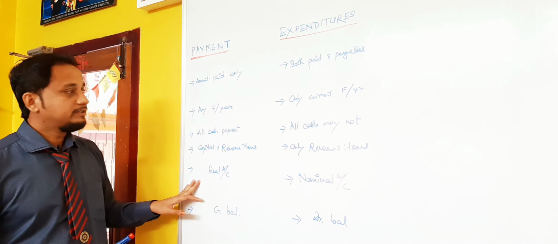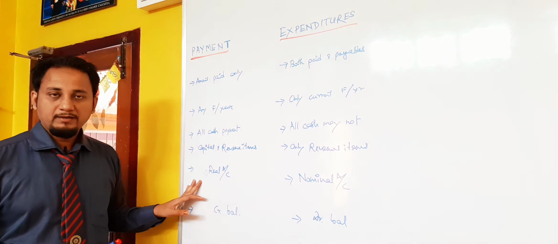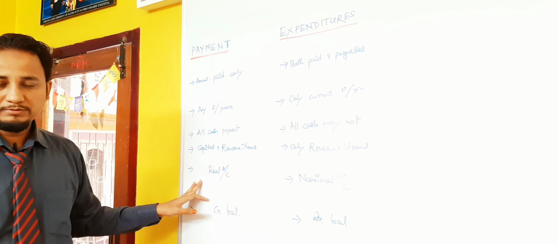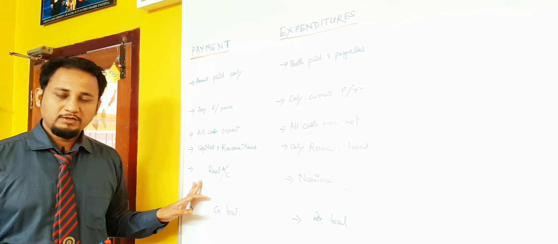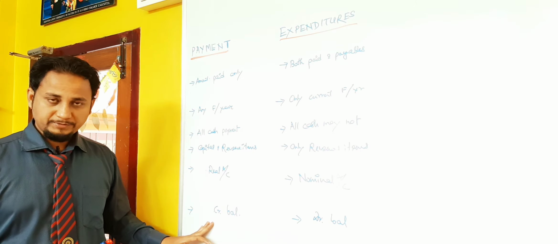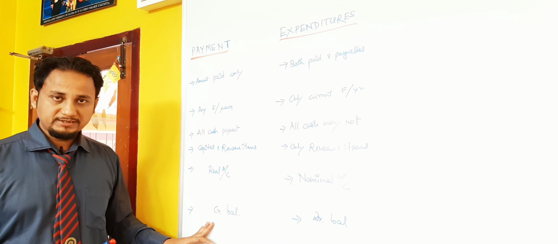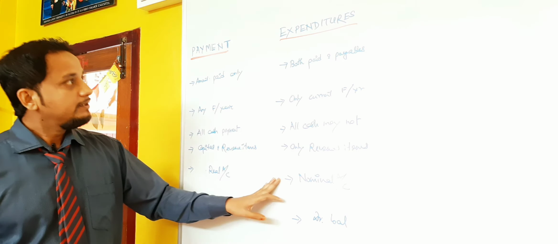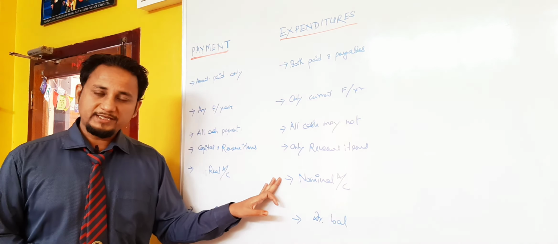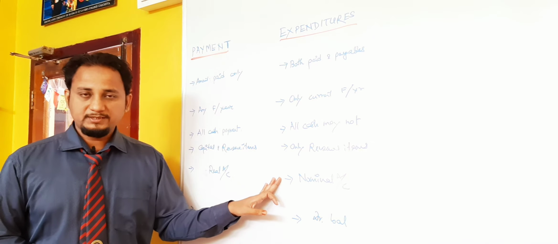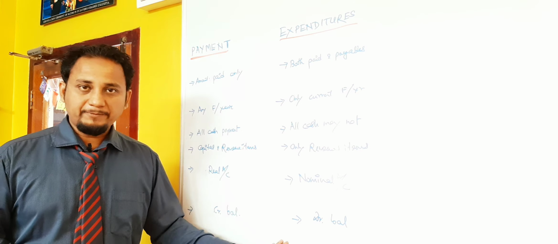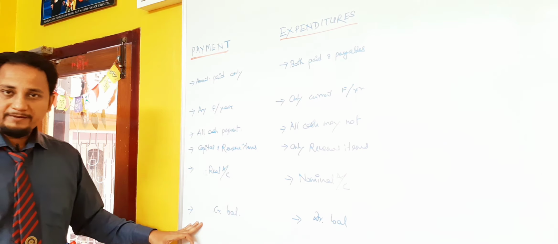The next difference is that the payment follows the real account rules. What is the golden rule for the real account? Debit what comes in, credit what goes out. So according to the real account, the payment has a credit balance because it is the amount of cash that is going out of the business, while the expenditure follows the nominal account rules. What is the golden rule for the nominal account? All losses and expenses are debited, all profits and incomes are credited. So expenditure has a debit balance while the payment has a credit balance.